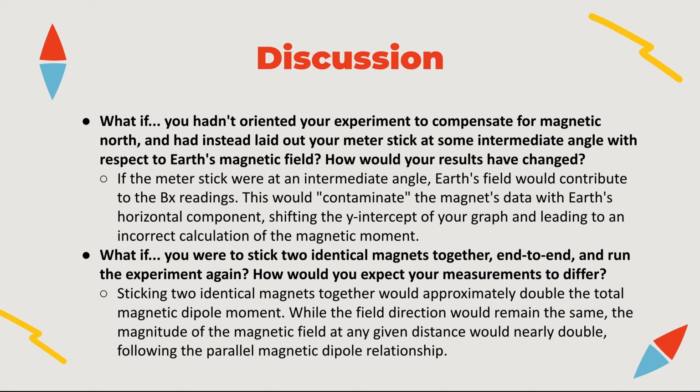And then if we had stuck 2 identical magnets together, it would approximately double the total magnetic dipole moment. While the direction would still remain the same, the magnitude of the magnetic field at any distance would nearly double, which makes sense due to the parallel magnetic dipole relationship.